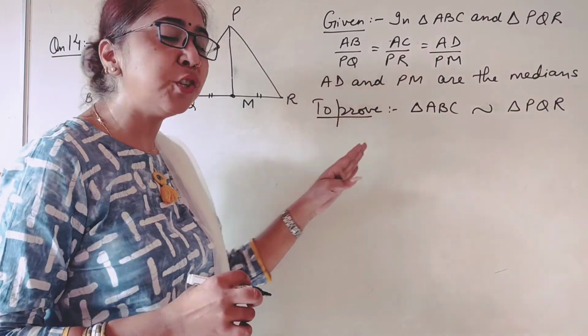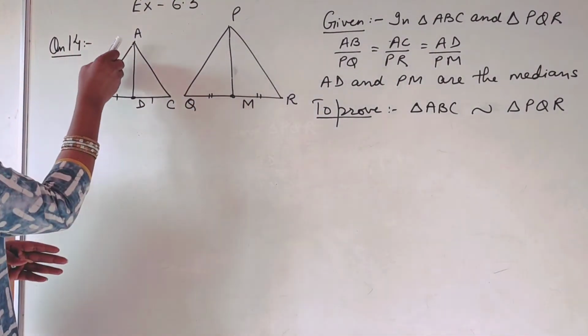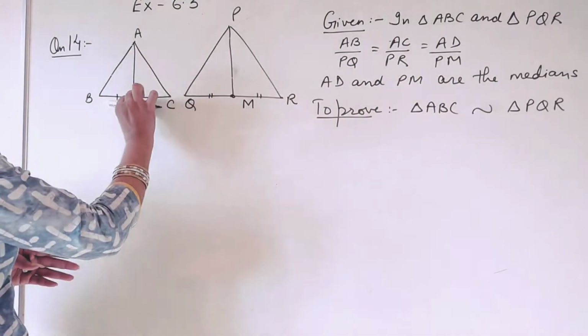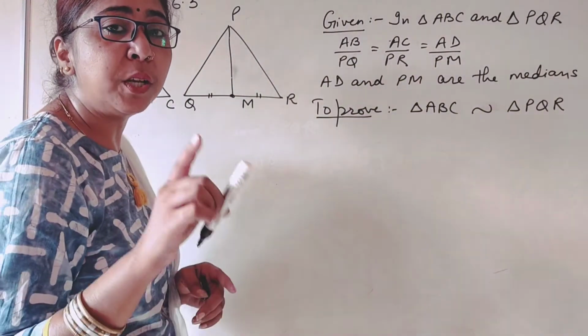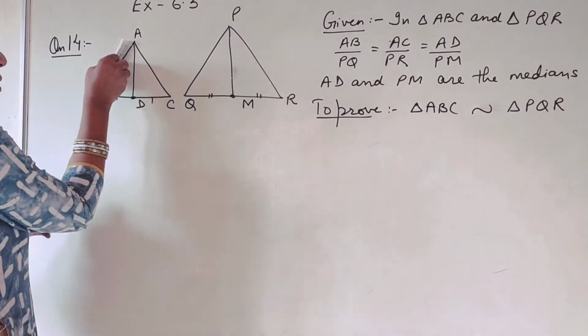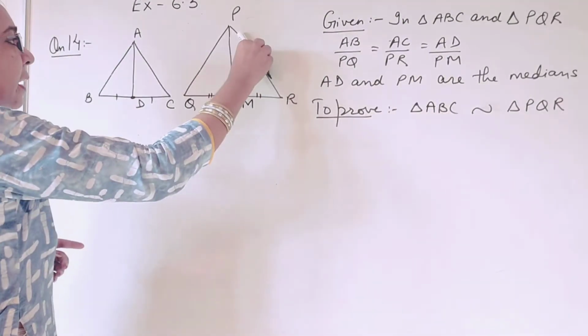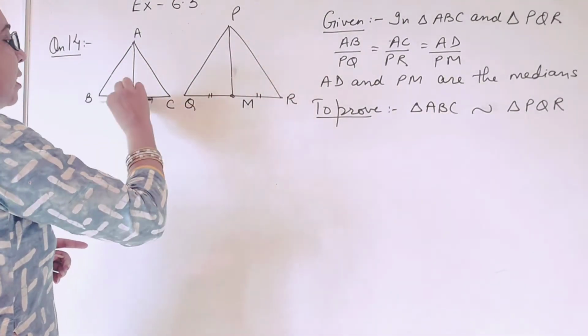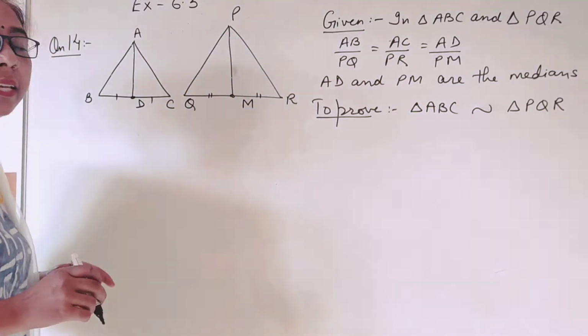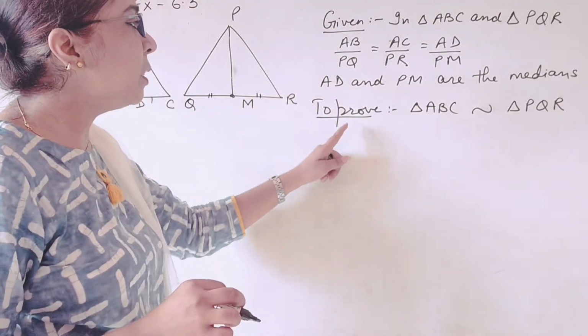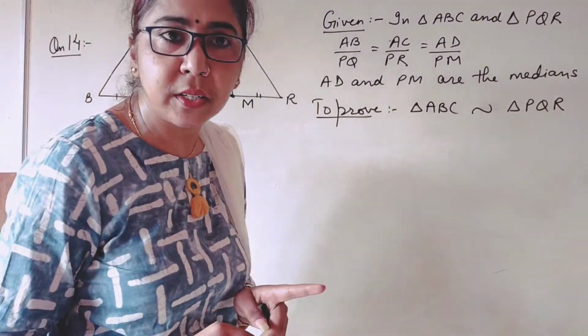Why is it a different question? There the ratios were BC, QR and median. But here in question number 14, the ratios are this one the first, this one the second, this one the third. In spite of these two lines, we have taken PAC and PR. Now, for doing this question, we have to construct here.